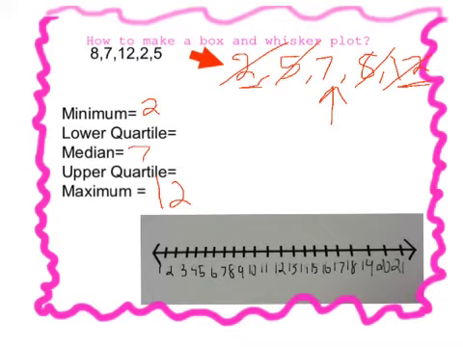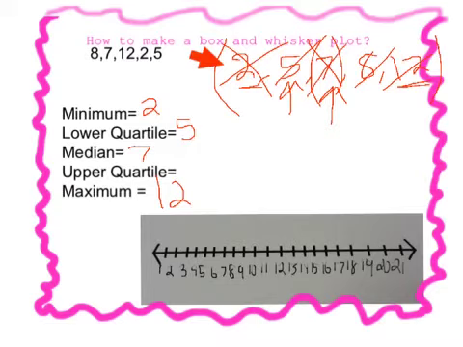Next, find the lower quartile by putting a parentheses around the minimum and median, and then cross out a number at each side until you get to the middle, which is 5. You would do the same with the upper quartile, but put the parentheses around the median and the maximum, and then do the same steps as you did for the lower quartile. The upper quartile is 8.